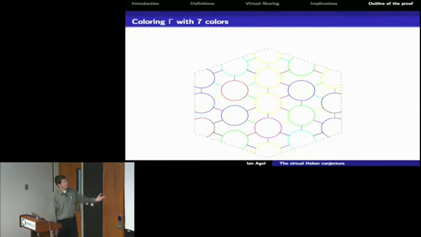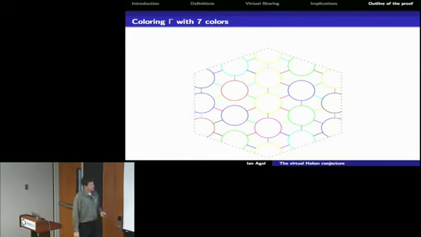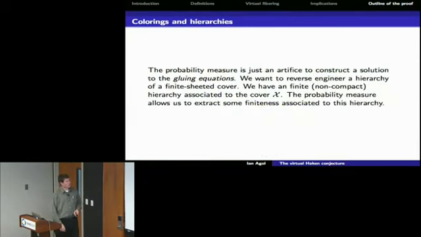So here's a coloring with 7 colors, for example. And so this gives me a hierarchy. I first cut along the edges labeled 1, whatever that color is, and then the edges labeled 2. And I get these colored polyhedra.